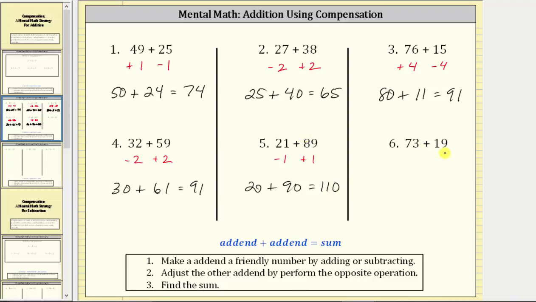And then finally, we have 73 plus 19. We can make 73 more friendly by subtracting 3, or we could make 19 more friendly by adding 1. Let's just say we subtract 3 from 73. If we subtract 3 from 73, we must add 3 to 19. 73 minus 3 is 70. 19 plus 3 is 22. 70 plus 22 is equal to 92. This sum is the same as the original sum.